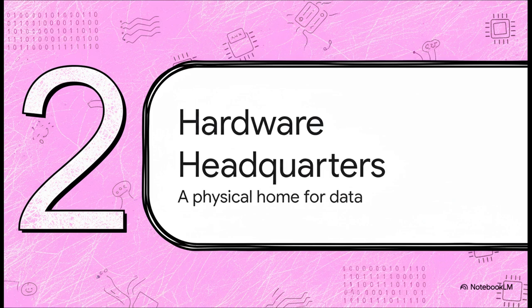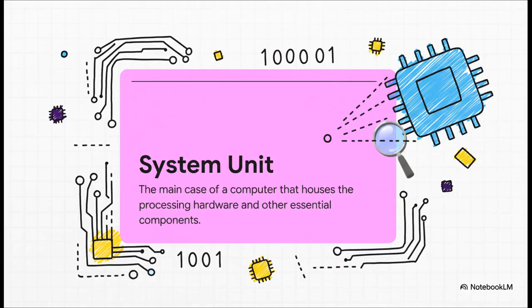All right, so we've got the language down, bits and bytes. But where does all this digital stuff actually live? It needs a physical home, a place where these zeros and ones can do their work. And that's where the hardware comes in. That physical home is the system unit. You know, the big box on or under your desk. It's basically the house where all the really important parts that make the magic happen live.